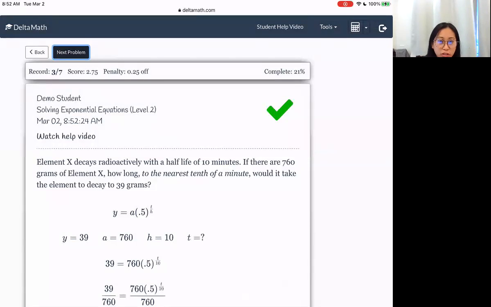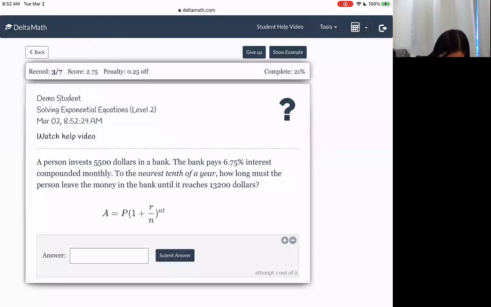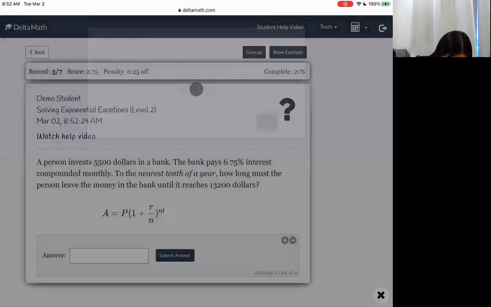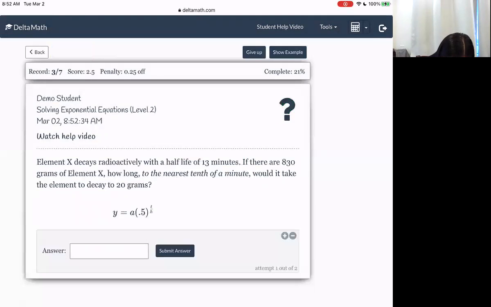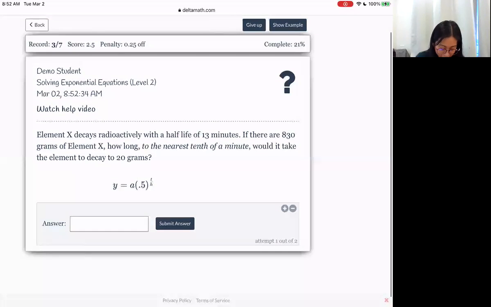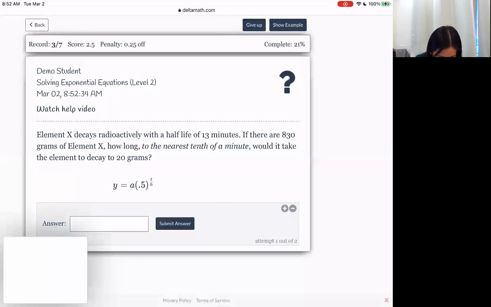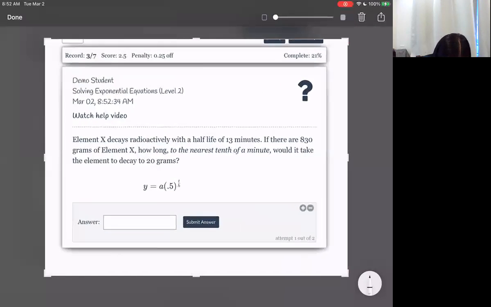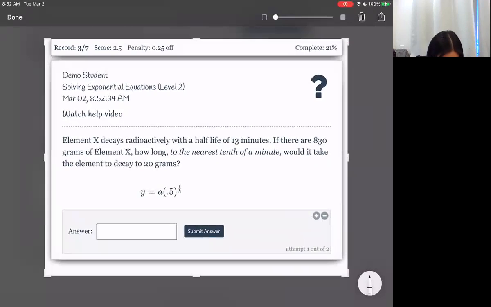All right, let's do another radioactive decay one, but of course, if you don't need the extra help, then you could be working already. All right, so I just skipped the problem. Now we found another radioactive decay. So we have element X decays radioactively with a half-life of 13 minutes. So this half-life is going to be our H value. So I'm going to replace that with 13.